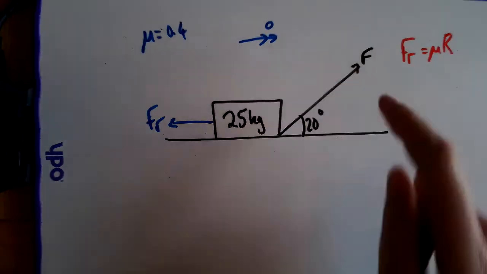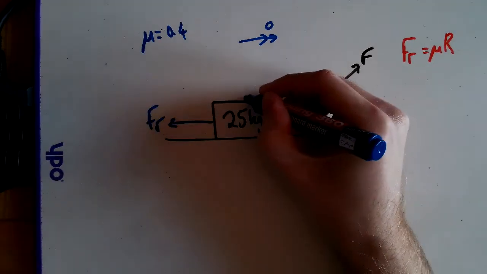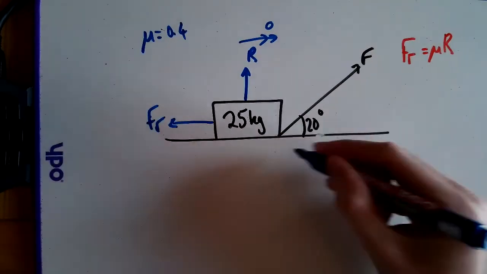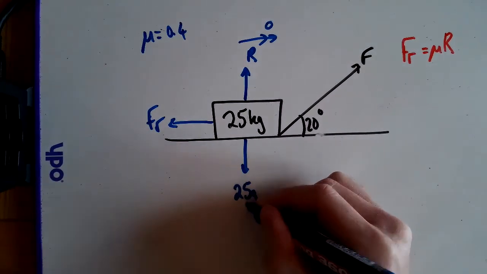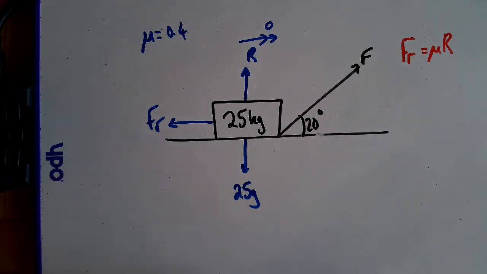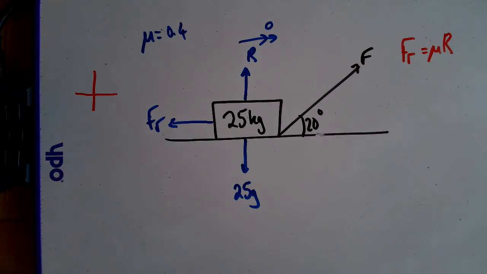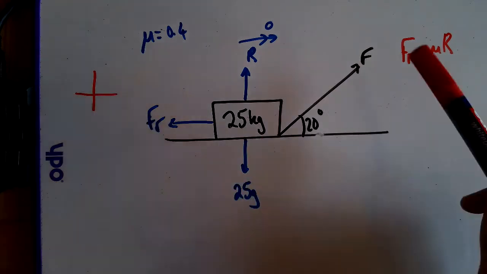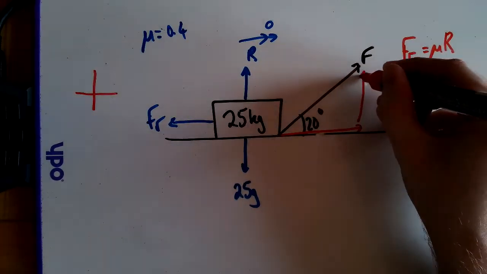Well, the only thing we can do is, first of all, put on any forces we need. So reaction force is always perpendicular to the surface, and the weight is always vertically down. And then we're going to resolve it, so we're going to use F equals ma in two different perpendicular directions. So it makes sense to do horizontal and vertical. The only force that's not in those directions is F. So that's when we split it up into a horizontal bit and a vertical bit.